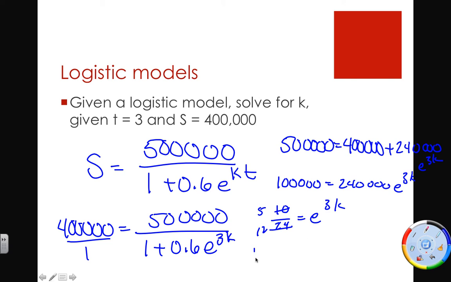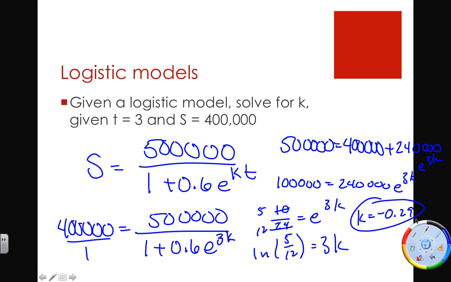All right, I'm going to take the natural log of both sides and divide by 3. So you take the natural log of 5 divided by 12, divide by 3. I get k is equal to negative 0.29. And there you go.